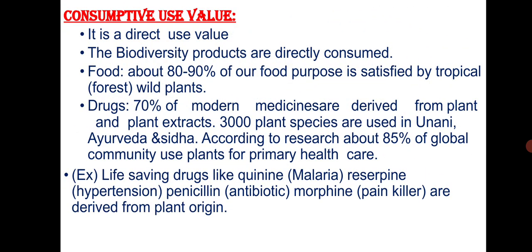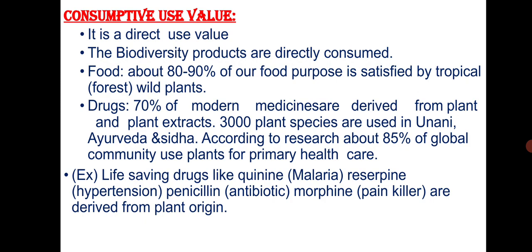Consumptive use values are nothing but direct use values. The biodiversity products can be directly consumed by us. For example, nearly 80 to 90% of our food needs are satisfied by our tropical forestry plant items. Similarly, 70% of our modern medicines are derived from plants as well as plant extracts. Nearly 3000 plant species are used in Unani, Ayurveda and Siddha.